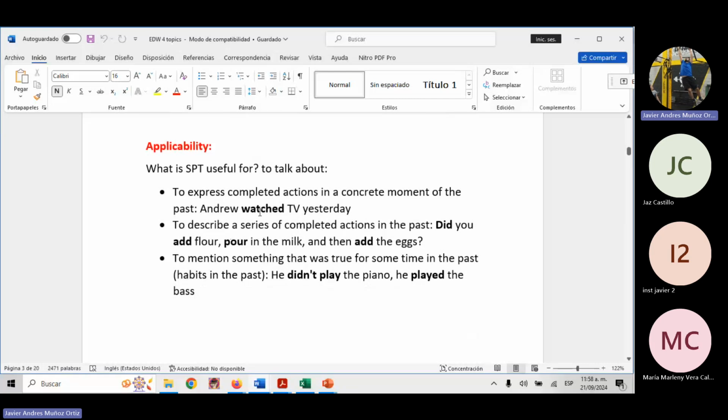Okay, we are going to study simple past tense because simple past tense expresses completed actions in a concrete moment of the past. Something very specific that happened in 2004. Something very specific that happened 1 week ago. Something very specific that occurred 2 days ago or 1 hour ago, doesn't matter. Started in the past and finished in the past in a specific moment of time.